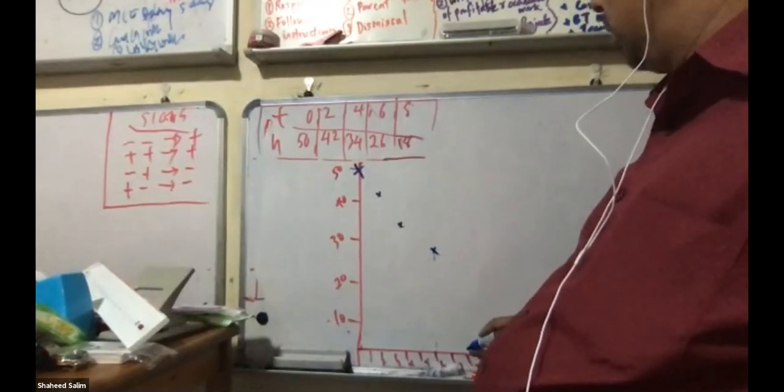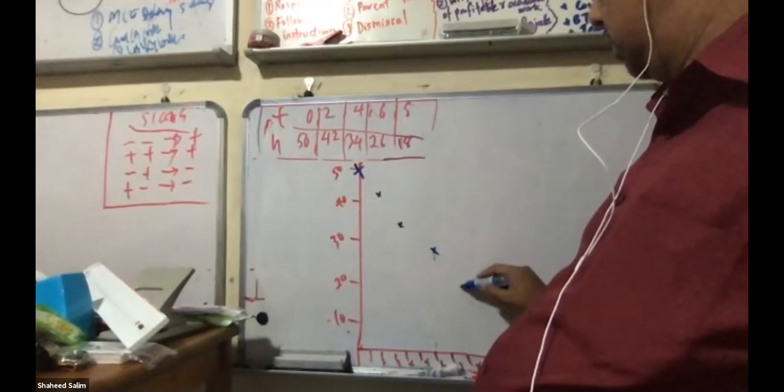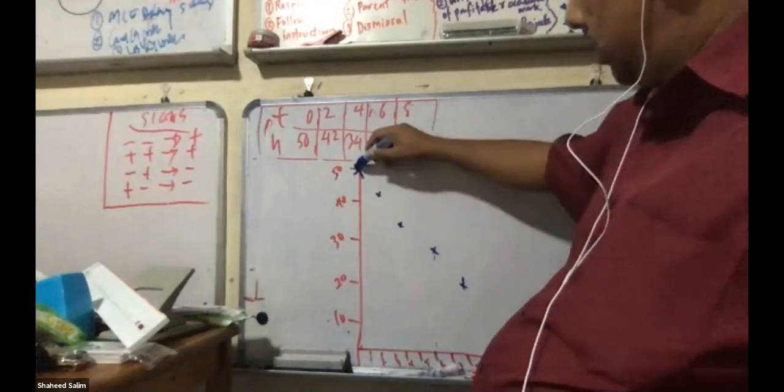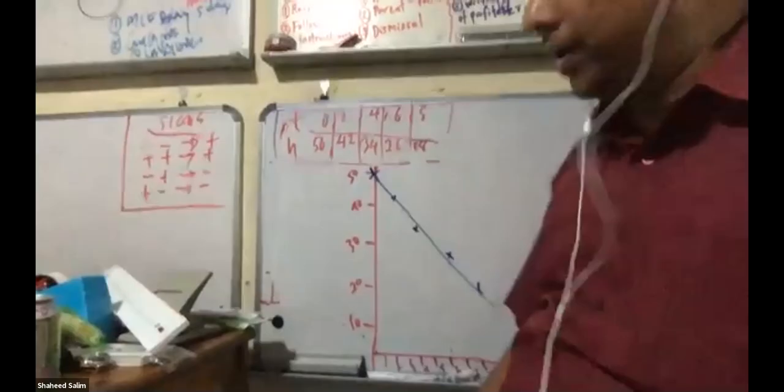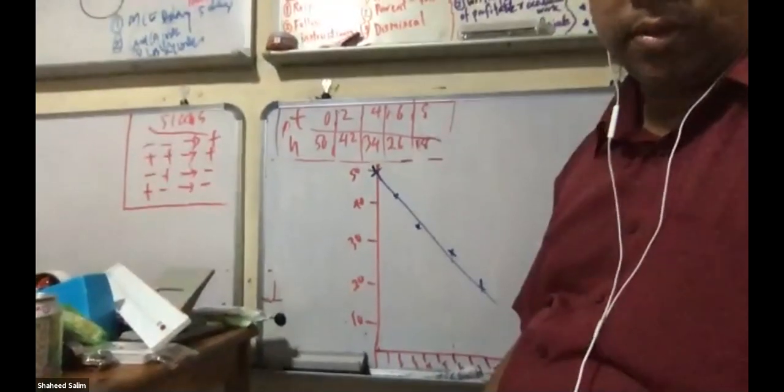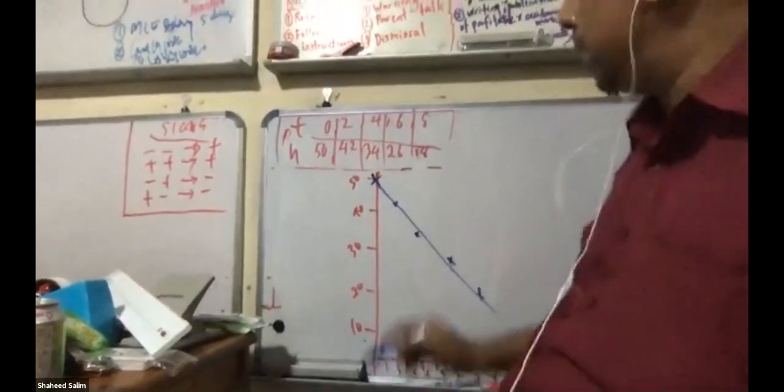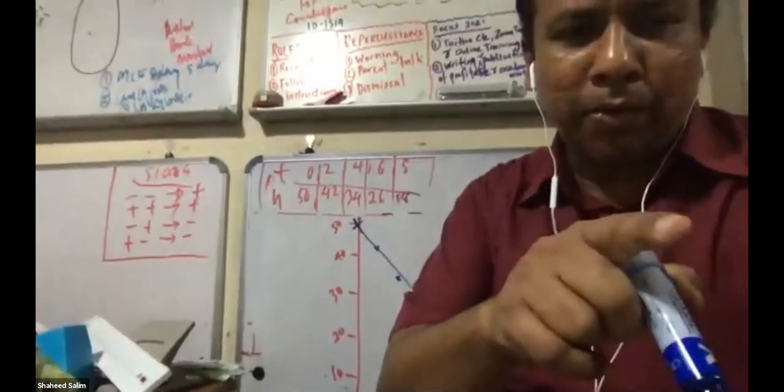Then 8, 18. Yeah, I did the graph wrongly. You did the graph wrongly? Okay, never mind. But can you see now what I'm plotting? Yeah. So Shafi, I do not know how you did the coordinates, X and Y. I think I know what you did.